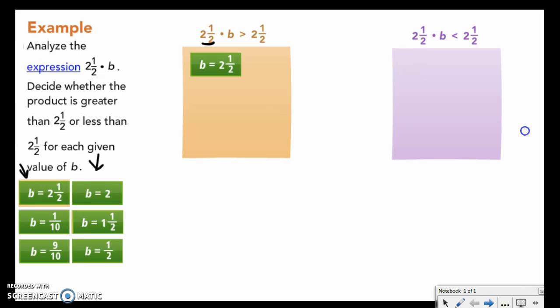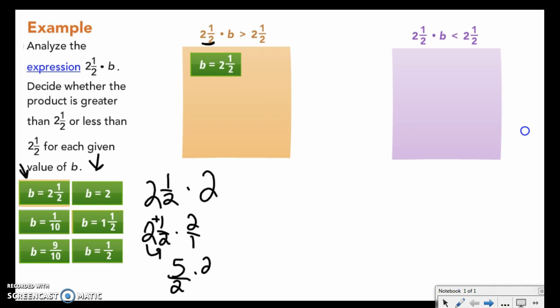What if b equaled a whole number like 2? So you would have 2.5 times 2. Well, we know that when you're going to multiply a whole number times a fraction, you have to turn that whole number into a fraction. So now you have 2 1/2 times 2 over 1. That still means 2, but you just turned it into a fraction. Okay, with a mixed number, you have to multiply your whole number times your denominator, which will give you 4, and then you add 1, which is 5. We did this earlier. 5 halves times 2 over 1.